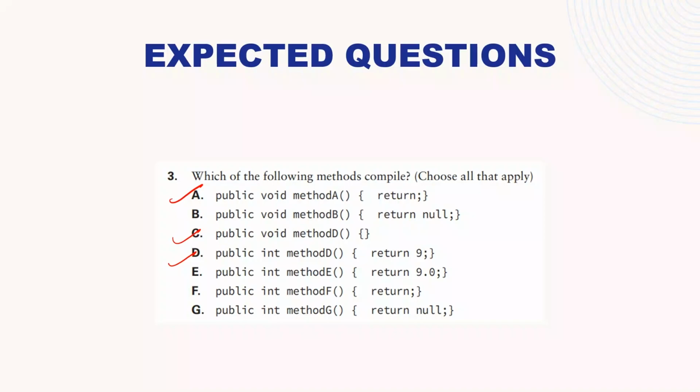Void just literally means that you are not returning anything, right? But you are returning a null, which is an object reference. An object can point to a null value. So I'm not going to go with B in this case.